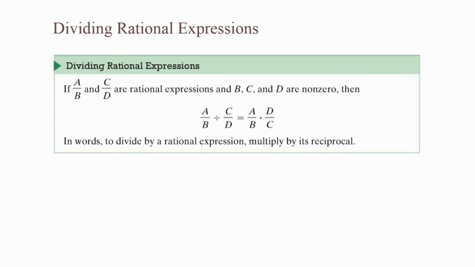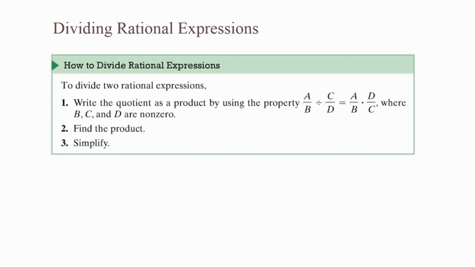Dividing rational expressions. If a over b and c over d are rational expressions and b, c, and d are non-zero, then a over b divided by c over d equals a over b times d over c. In words, to divide by a rational expression, multiply by its reciprocal. How to divide rational expressions.